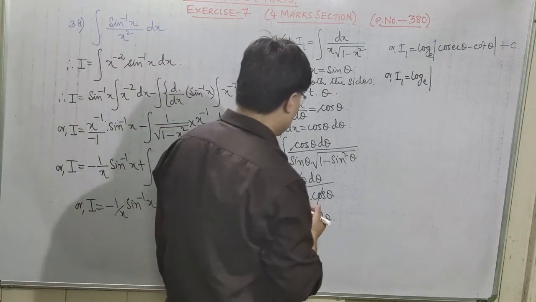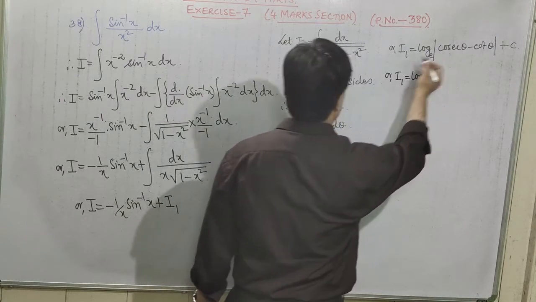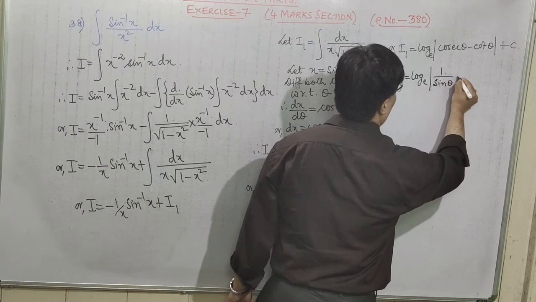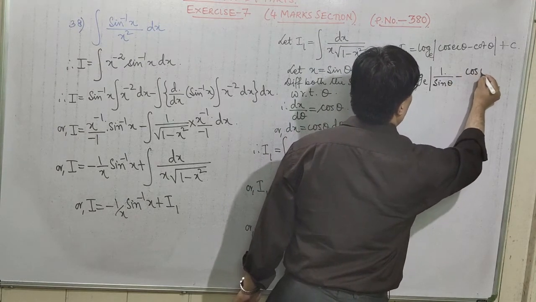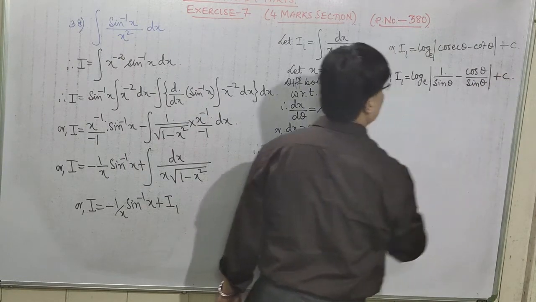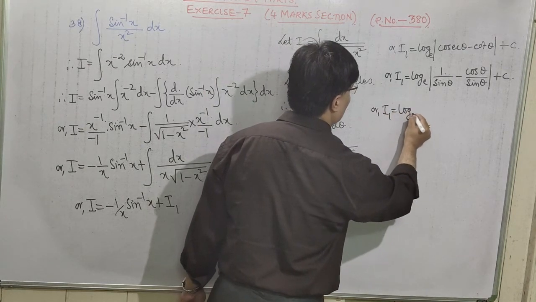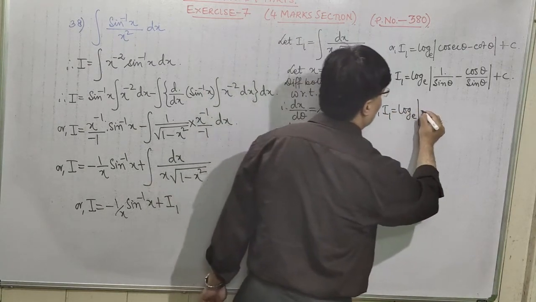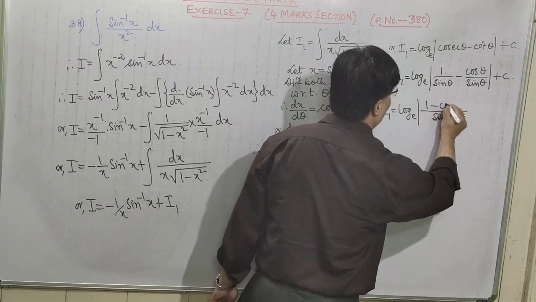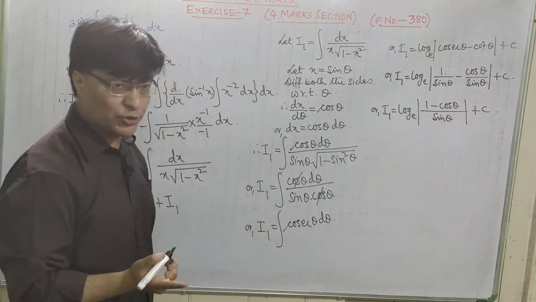Okay. So now log base e within mod. So cosec theta can be written in terms of sine theta. So this is 1 upon sine theta minus, what is cot theta? It is cos theta divided by sine theta. Mod sign closed plus c, or I1 is equal to log base e within mod. What's the LCM? It is sine theta. In the numerator we have 1 minus cos theta, mod sign closed, plus c.